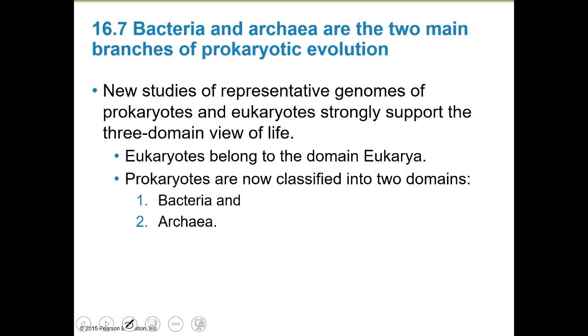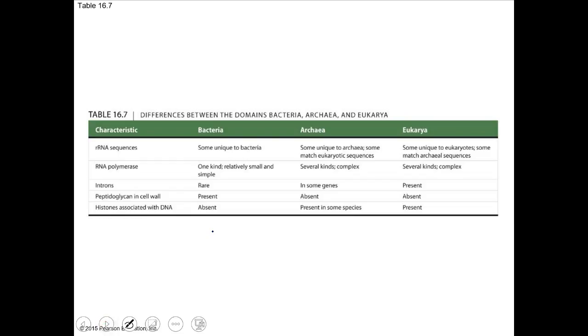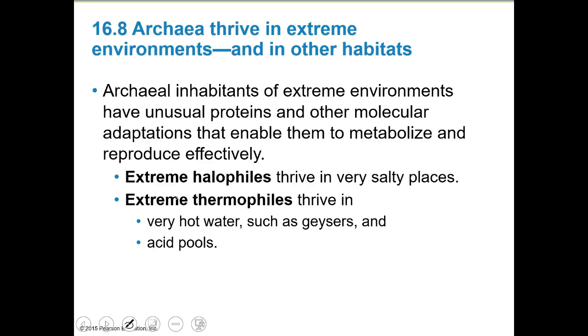Okay, so to kind of bring it in with the evolutionary part of things, new studies of the genomes of prokaryotes strongly support the three-domain view of life. So three domains means that we have one as Eukarya, and then prokaryotes in two domains, Bacteria and Archaea. They're just different enough that we have three separate domains. Okay, and we could go over it. Basically, it's based on some RNA sequences, RNA polymerases, some introns, whether peptidoglycan is present, and a couple other things.